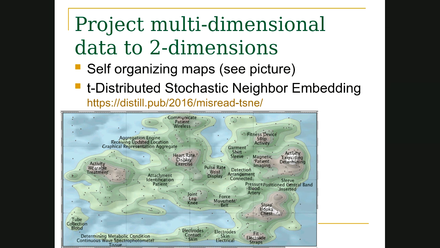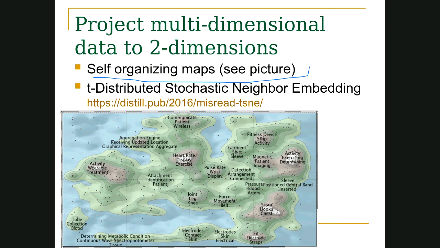If I have more than two dimensions, here is another thing I can do: project multidimensional data into two dimensions. Most of the time, that's what we want to do. There are two ways. One is self-organizing maps. I think we've seen one in lecture 1, where we looked at mountains, and you had Charles de Gaulle talking about China. That one was using a self-organizing map.